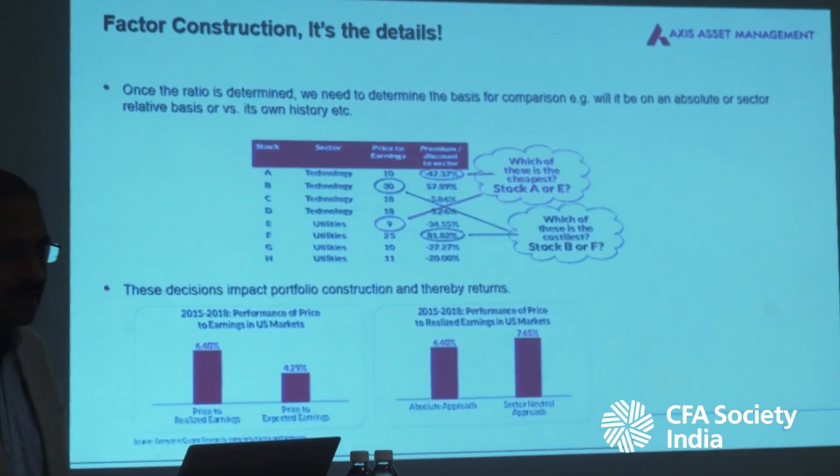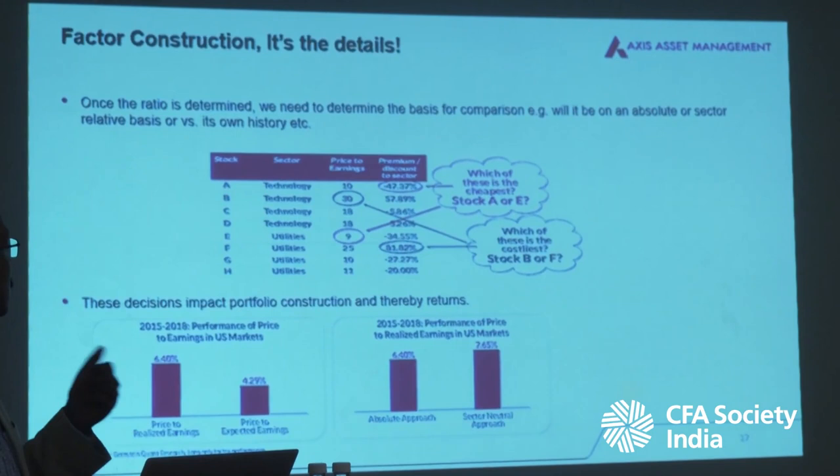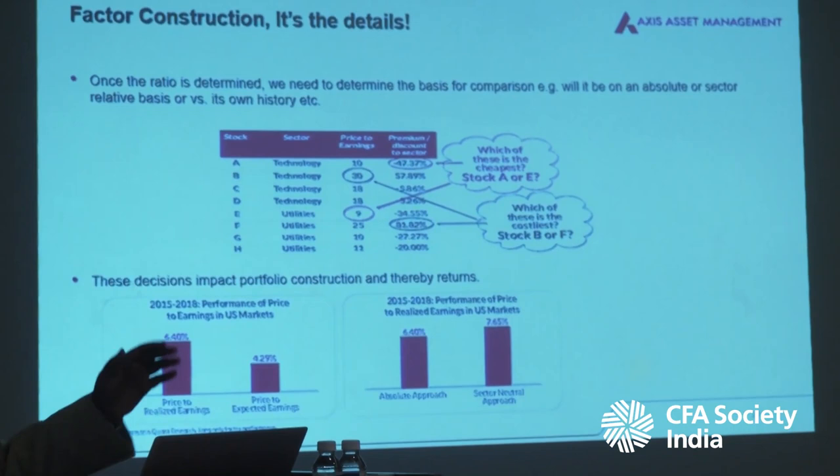Which is the right answer? That depends on what approach you are going to take. And you could make the same case with stock E and stock A as to which one is cheaper, whether you go by absolute valuations or by relative valuations. The answer changes based on the parameter, the answer changes based on style. So that is the other level of complexity. And all this has a bearing on the end returns.